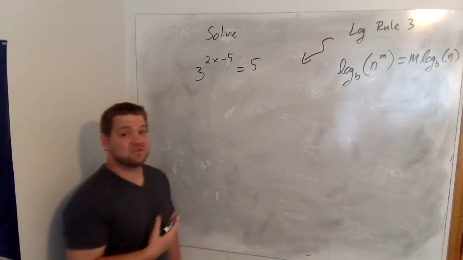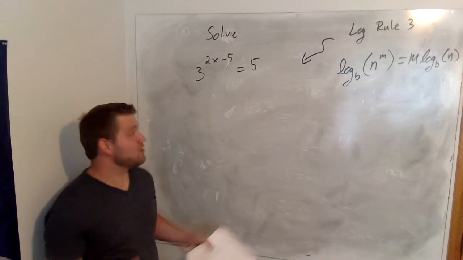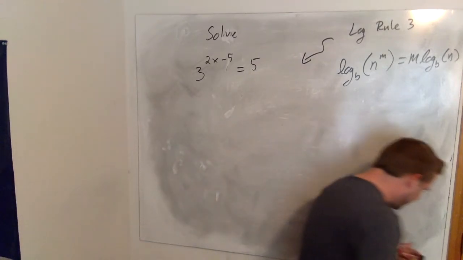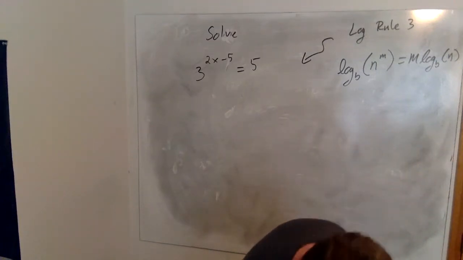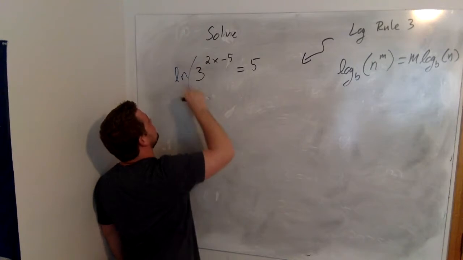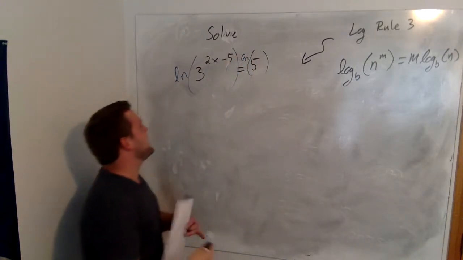What do I always use? I always take the natural log of both sides. Why? One less letter. Hopefully I won't get carpal tunnel. So what we're going to do is take the natural log of both sides.